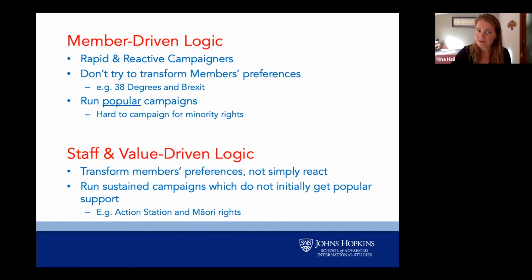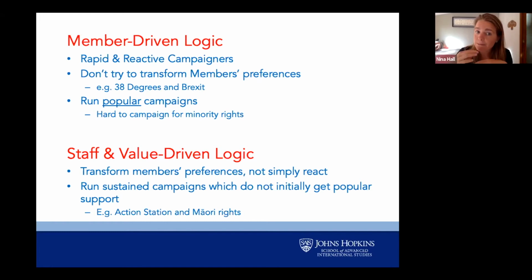So they're rapid, they're reactive. And some of these organizations I study don't try to transform their members' preferences. They take their revealed preferences. If you want to sit and watch cat videos, that's what you do. If you want to save refugees one day, save bees the next, save the local library the day after, these organizations will react to that.